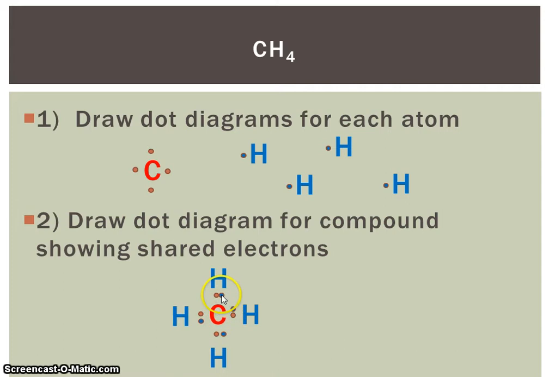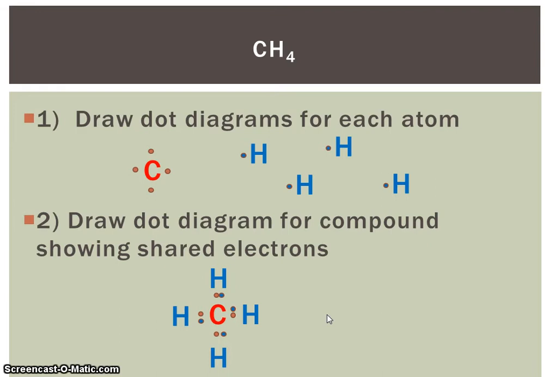Anytime you see the red and the blue, that means they're being shared. So if you look around this hydrogen, how many electrons does that have around it? Well, 2. Well, that's good. That makes hydrogen happy, and that's true for all 4 hydrogens, right? And if you look around the carbon, how many electrons are now around the carbon? 8. So we know that that carbon is also happy. We put the puzzle together correctly, and we have a CH4 molecule.